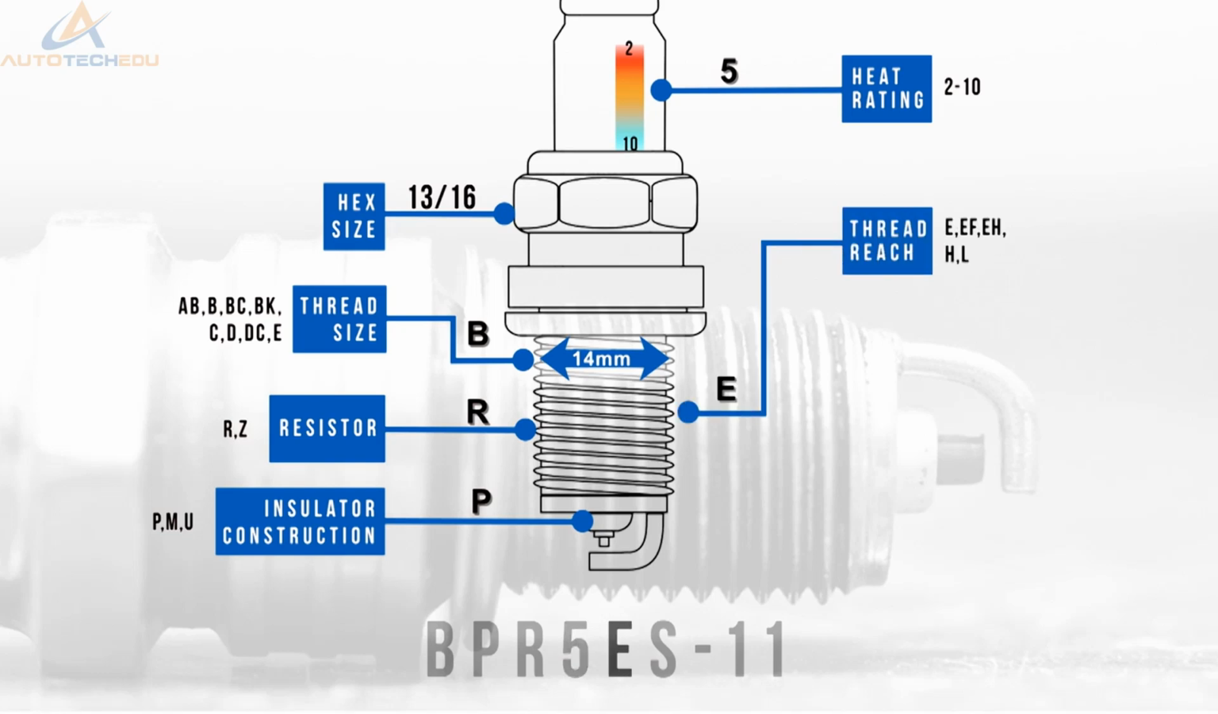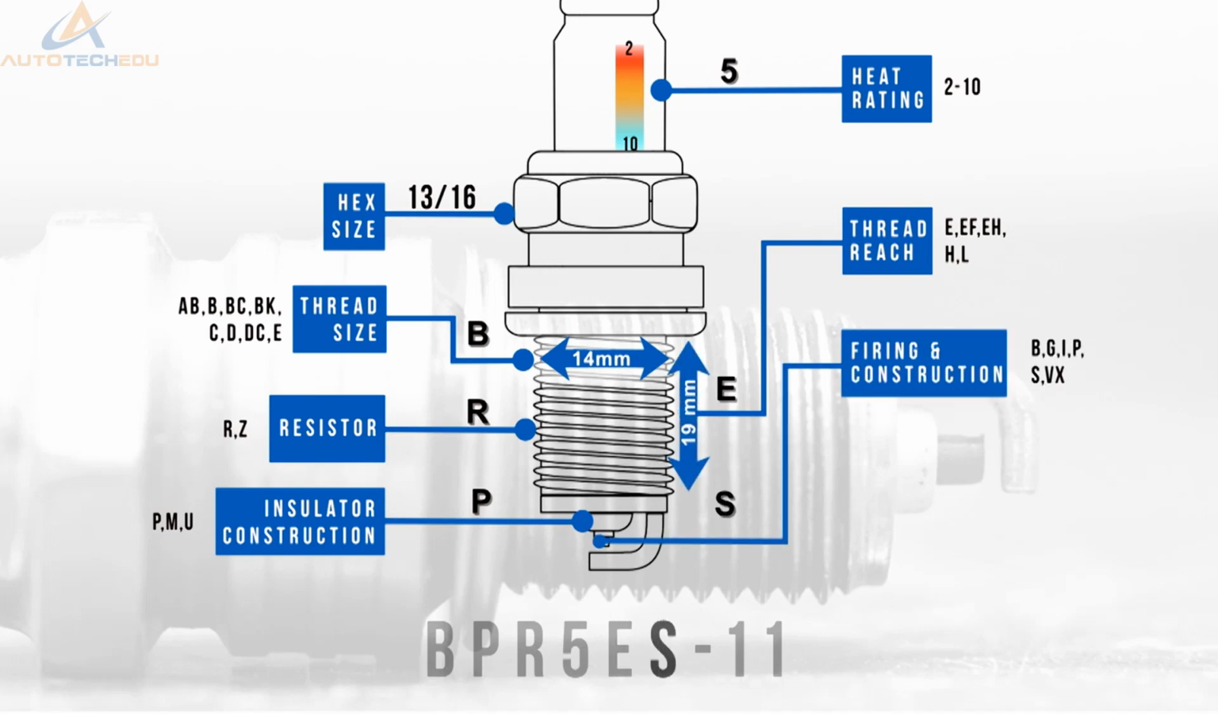E stands for the shell thread reach. In this case, it is an extended reach of 19mm. S tells us that the centre electrode is a standard type, constructed from nickel-copper alloy. 11 is the air gap that the plug needs to be set to before installing in a vehicle. This is read as 1.1mm.